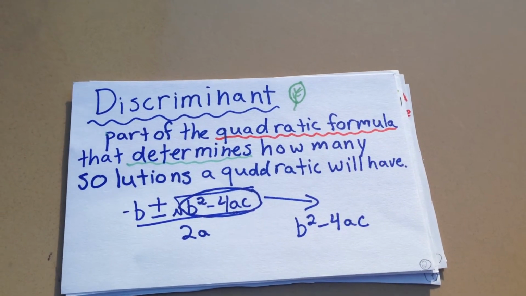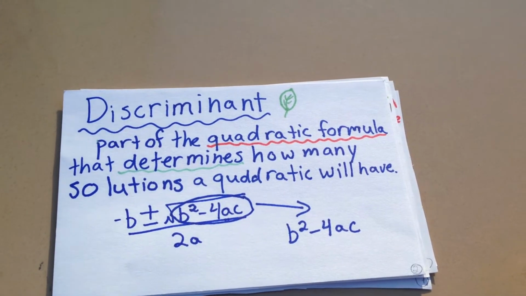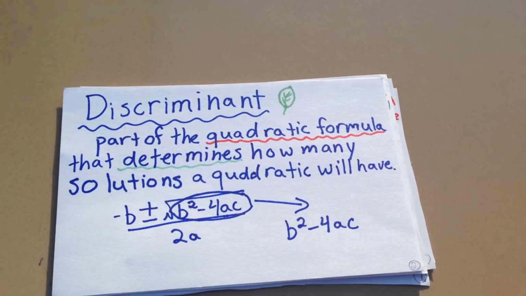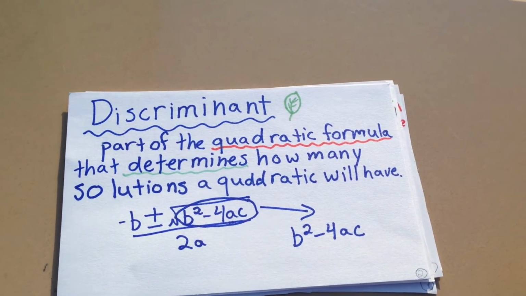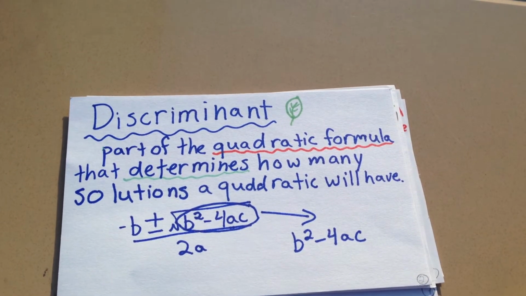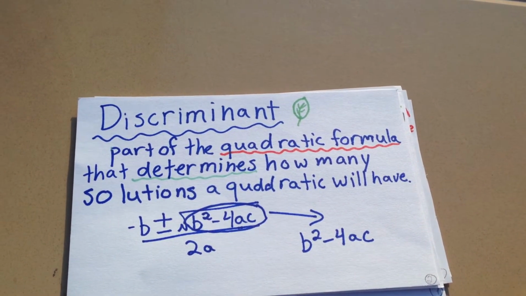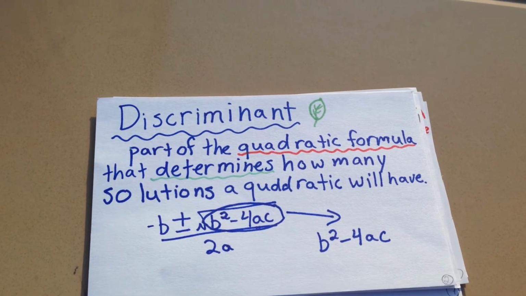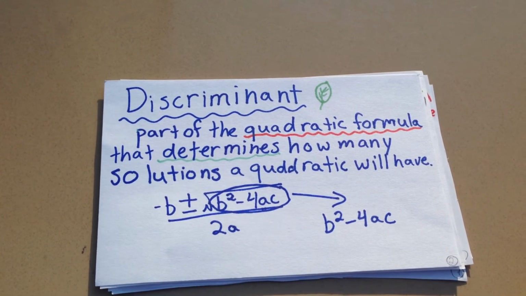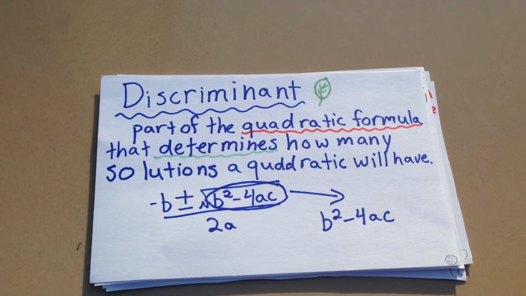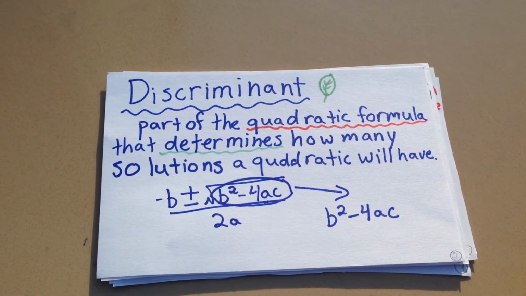The discriminant. It is the part of the quadratic formula that determines how many solutions a quadratic will have. As shown below, the quadratic formula is negative b plus or minus the square root of b squared minus 4ac, all over 2a. The discriminant specifically is b squared minus 4ac.